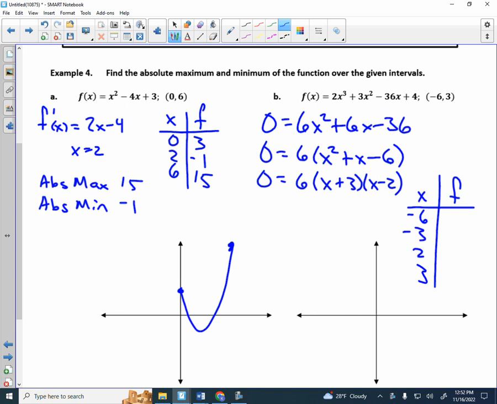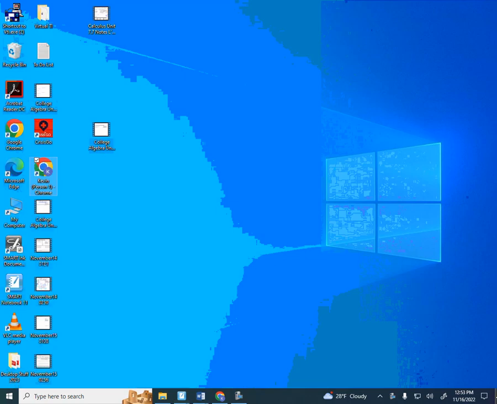Now, if I'm allowed to use my calculator, then I would just plug it in and evaluate all those on the table. Do you remember how to do that on your calculator? I'm going to quickly grab my calculator and go through that.